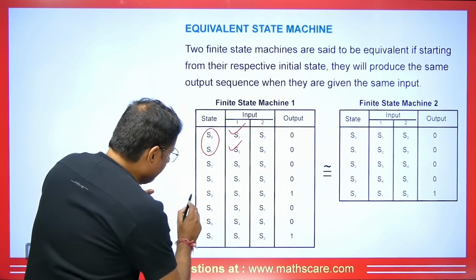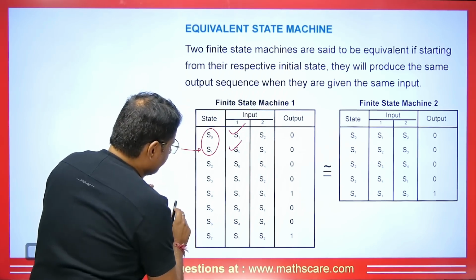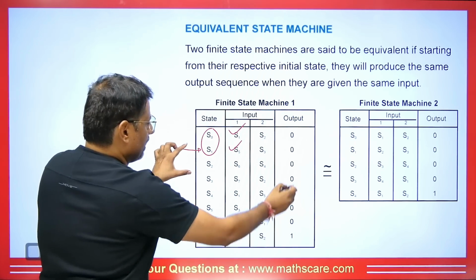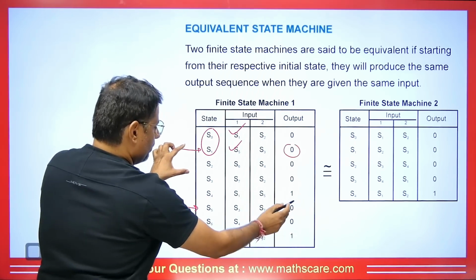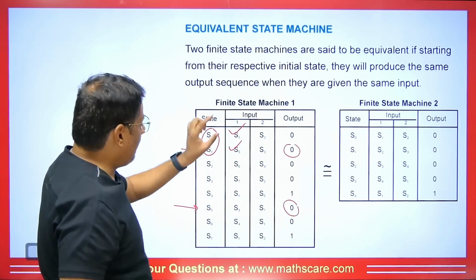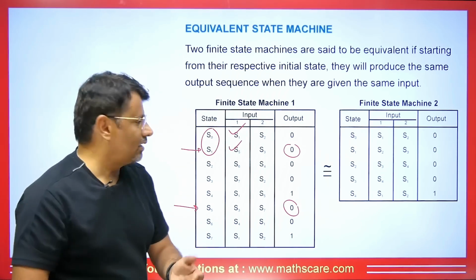So here this is S1, right? Here is S5. Are the outputs for these two the same? You can see the output of this is 0. Here the output of this is also 0. It means these have the same outputs. So this is zero equivalent.